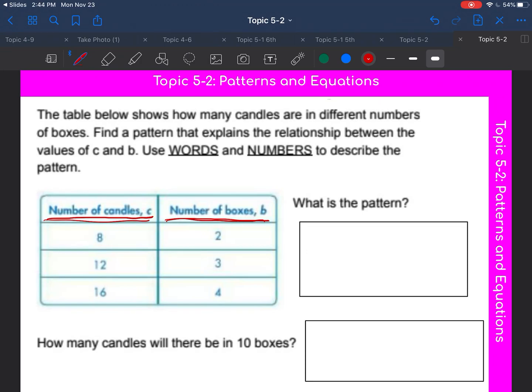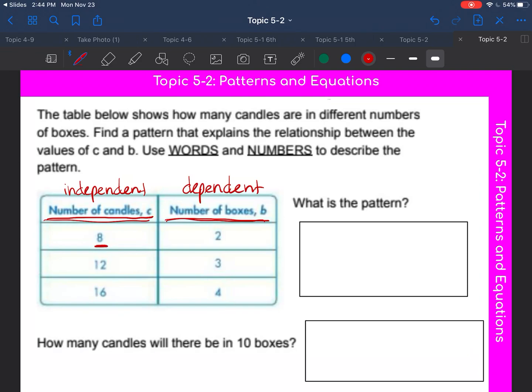Yesterday we were talking about independent and dependent variables. So one of these is going to be the independent variable, one of them is going to be the dependent variable. Which one comes first? How many candles there are, or how many boxes you make from the candles? How many candles there are, so that's the cause, so that's the independent variable. And the dependent variable, what depends on the candles, is how many boxes, okay?